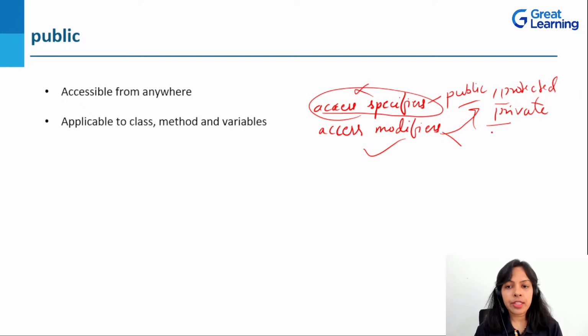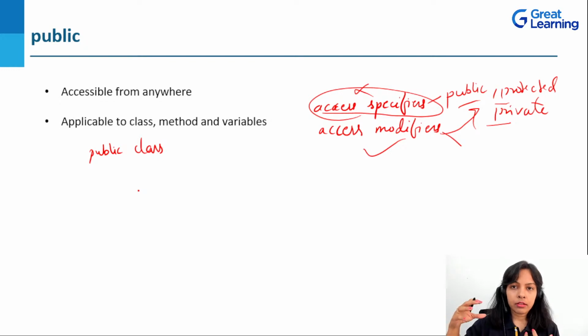Now, coming to the first access modifier of the session, that is public. This is most widely used, yes or no? So the public access modifier, you can use it before a class, before a method, or before a variable. So you can have a public class, public method, and public variable. The meaning of this is that the defined class can be accessible from anywhere. For example, if I write public class, this class is accessible from the same package, the same folder, and it is also accessible from another package. So that's your public class.